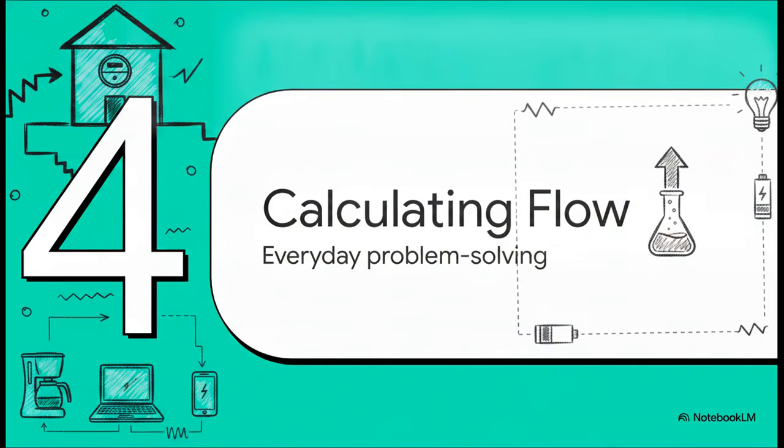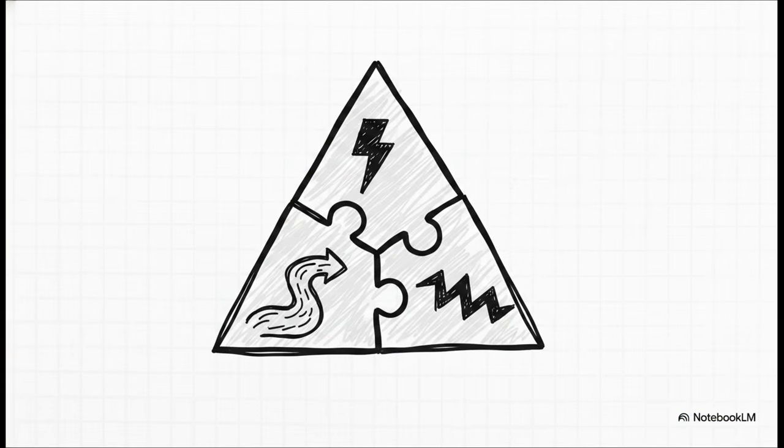Which leads us nicely into part 4, calculating the flow and doing some everyday problem solving. Ohm's law gives us these 3 incredibly powerful, but honestly very simple mathematical formulas. The magic here is that if you know any 2 variables in a circuit, you can always find the third.